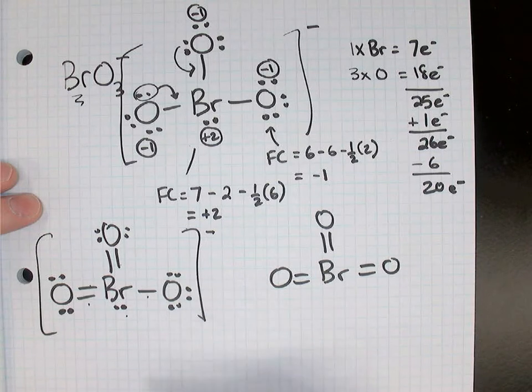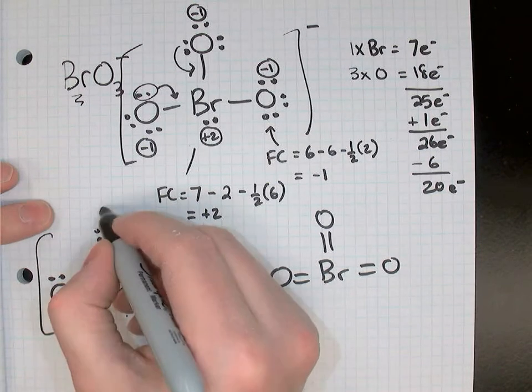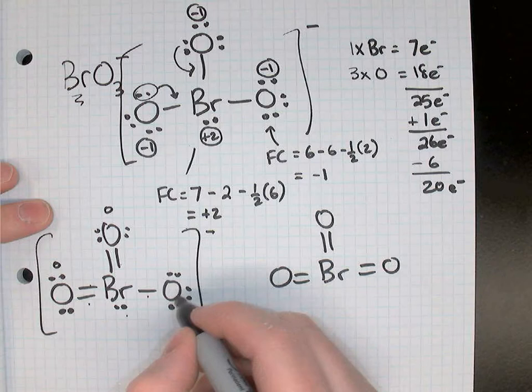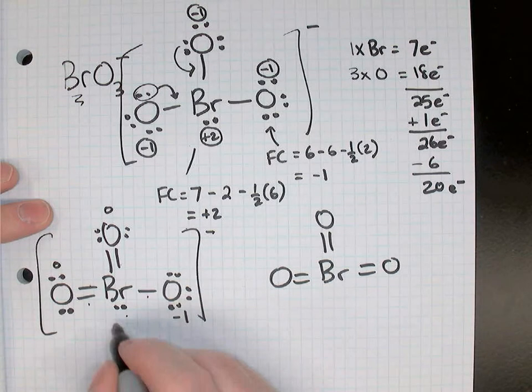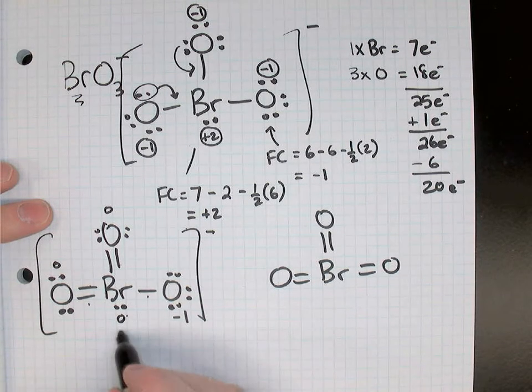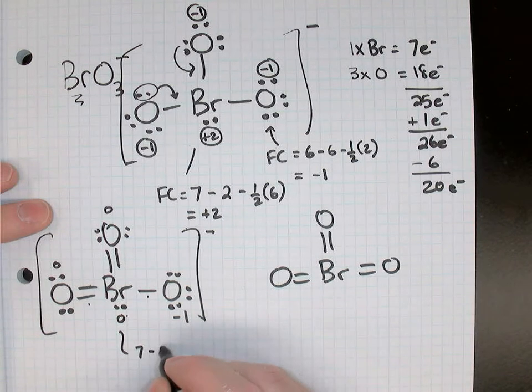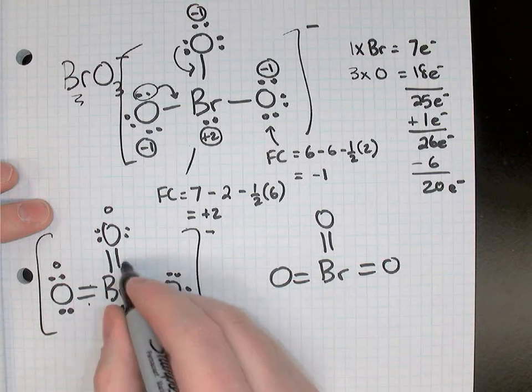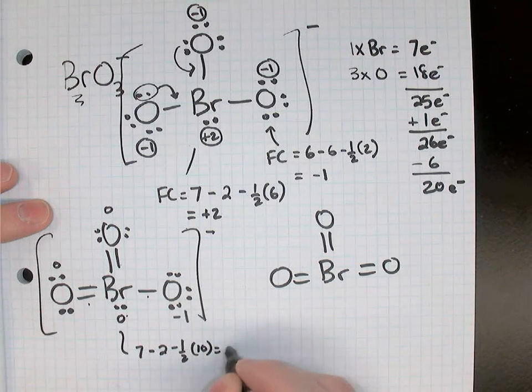Formal charges are 0, 0, -1, and 0. If you want to just double check the bromine, it has 7 valence electrons, -2, and then -1/2 of 2, 4, 6, 8, 10, which is 0. Okay? This oxygen is still -1, and these are both zeros now.